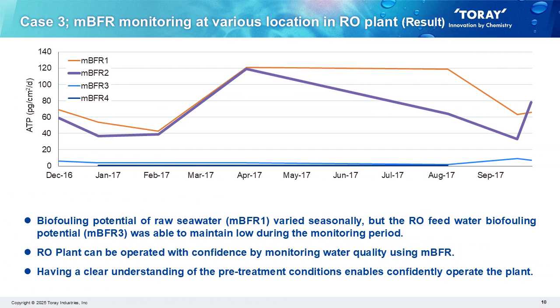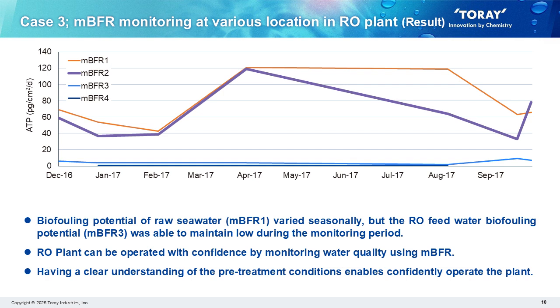Case 3, result. During the test period, the biofouling potential of the raw seawater varied seasonally. However, operating without continuous chlorine or SBS addition allows the RO feed water to maintain low biofouling potential even during periods of high water temperature.